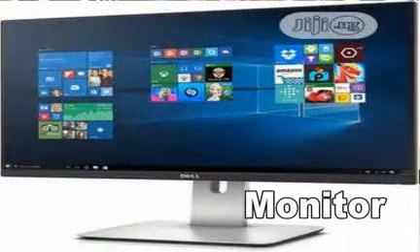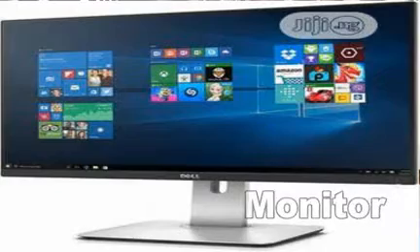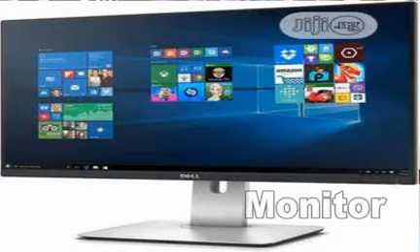What do we use the monitor for? We use it to view information on the computer, which is called VDU, that is Visual Display Unit. The monitor displays the information on the computer. It shows information that is on the computer.